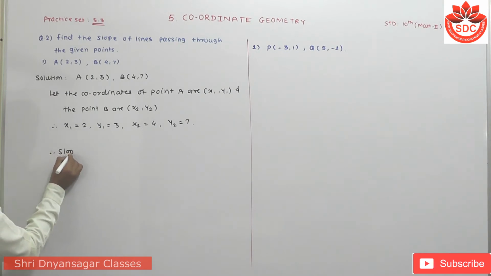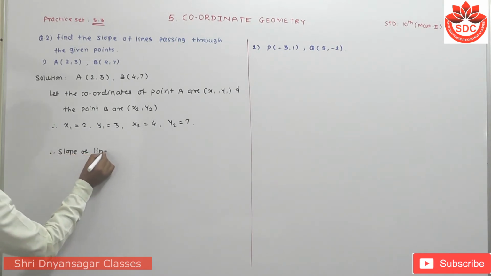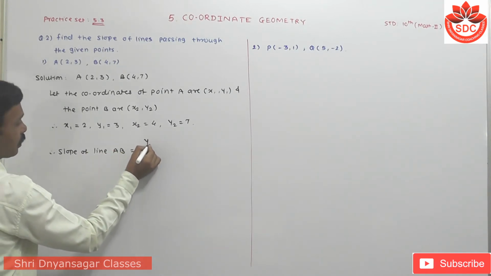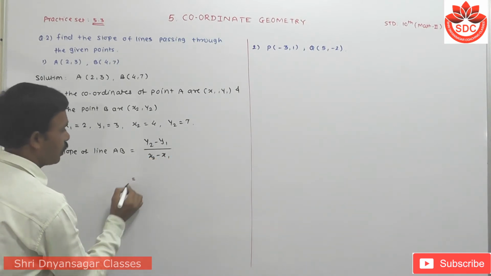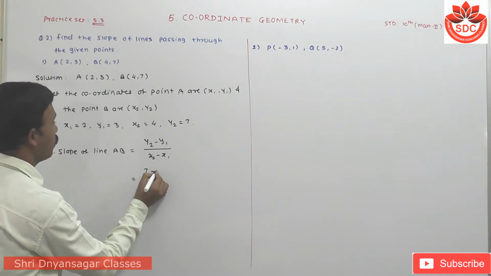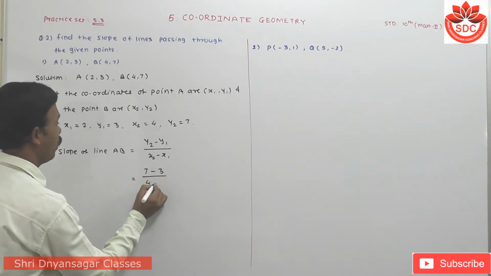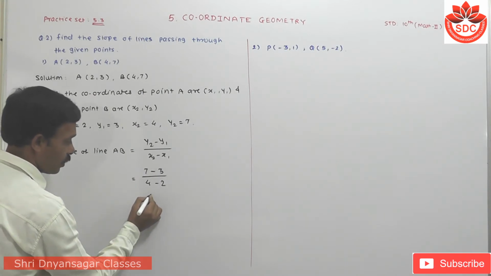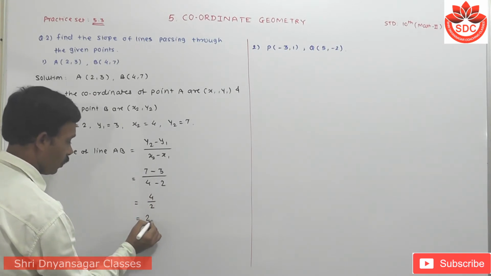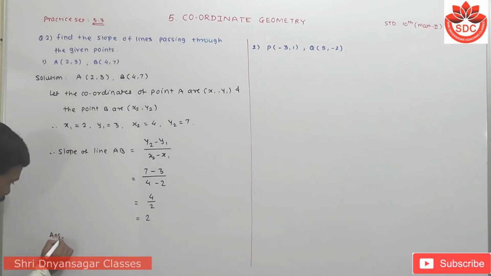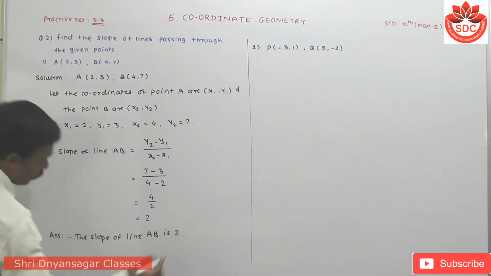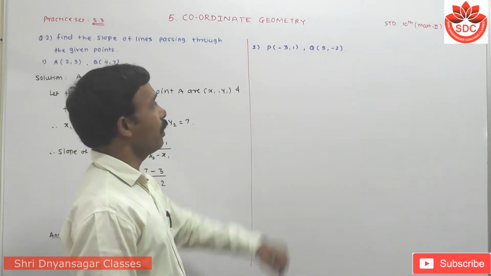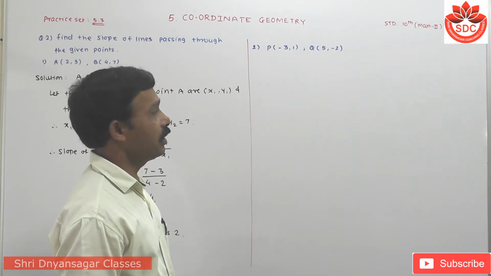Therefore, slope of line AB, the formula is y2 minus y1 upon x2 minus x1. So the slope is y2, 7, minus y1, 3, upon x2, 4, minus 2. The subtraction gives 4 upon 2, which equals 2. Then write the answer in a full sentence. Answer: therefore the slope of line AB is 2.